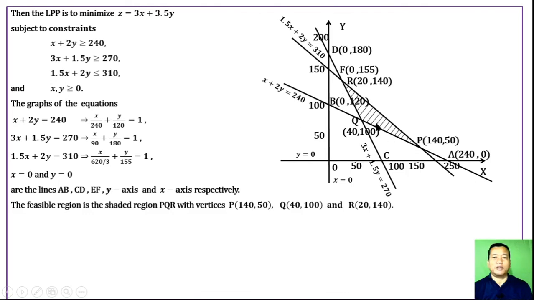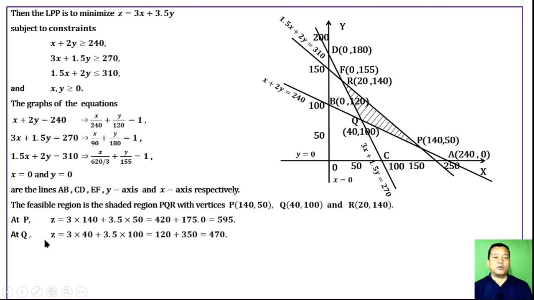PQR is the shaded feasible region, with vertices P, Q and R. Each vertex is found by solving the equations of the lines that represent it: P is 140, 15, Q is 40, 100, and R is 2, 114. At P, the value of Z is computed; at Q, the value of Z is computed; at R, the value of Z is 550.